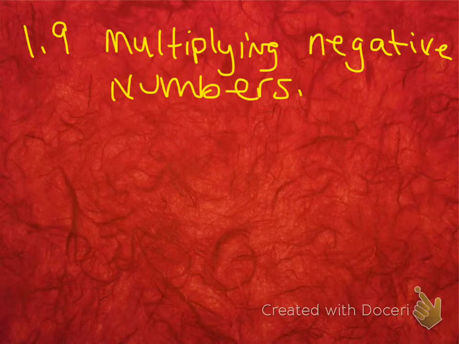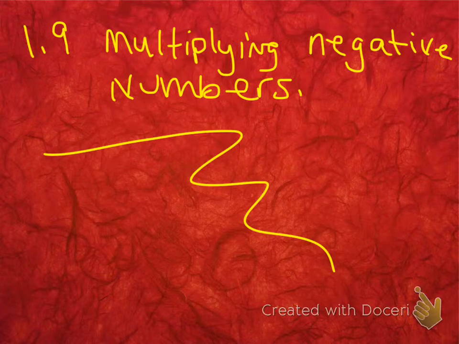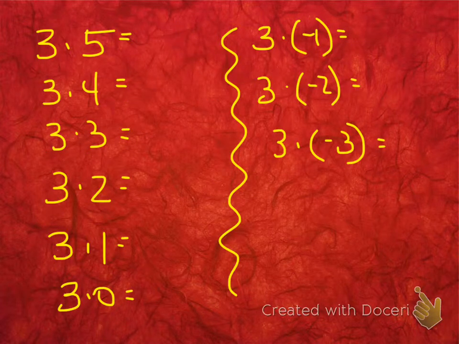Alright, we're going to be doing section 1.9, negative numbers, multiplying negative numbers, okay? And so go ahead and get started. Make sure your note sheets are out. Pause the video at this point and write these numbers down, okay? And when you come back, you'll be ready to start, okay?